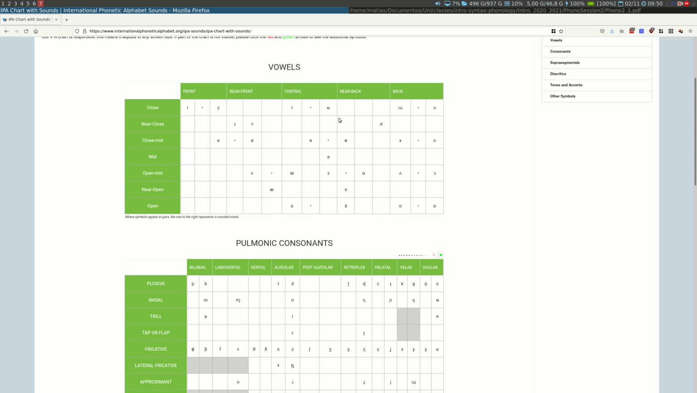So here's the complete picture of all vowels. The cardinal vowels will start with E. E, E, A, O, U.